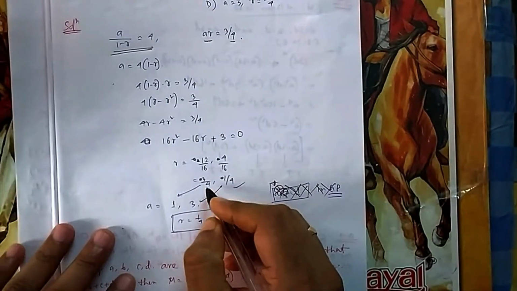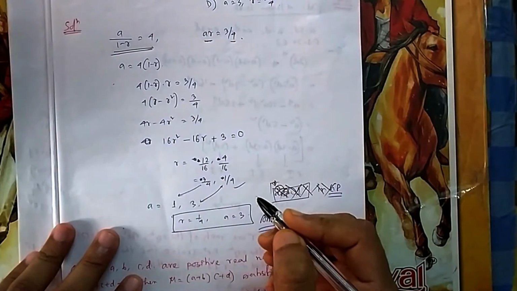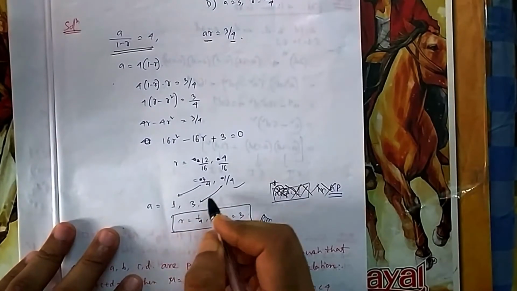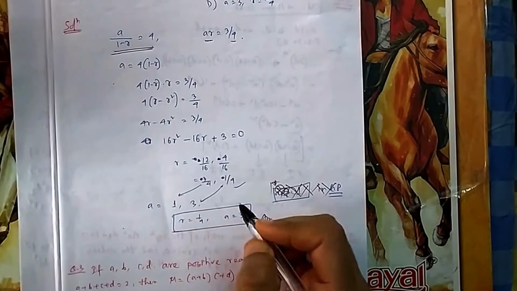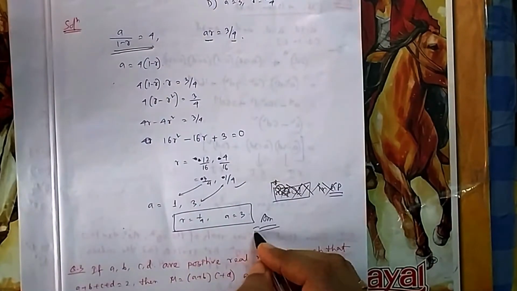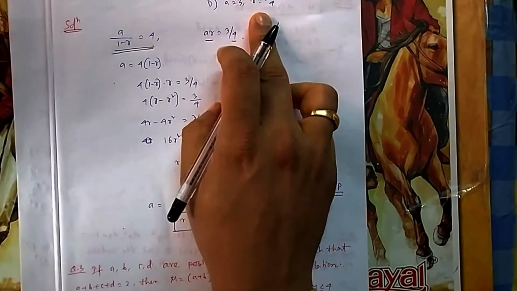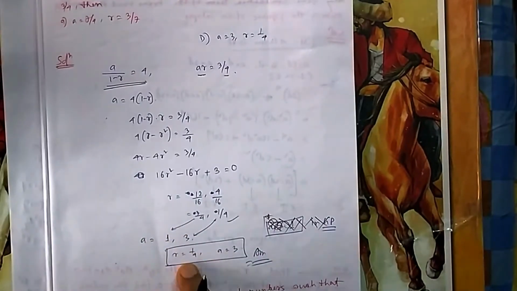You will find r is 3 by 4 or 1 by 4. If it is 3 by 4, then your a should be 1. If it is 1 by 4, then a should be 3. So from the options you will find option D is the only one having a equal to 3 and r equal to 1 by 4. Both these are possible, but D is the only one in the options.